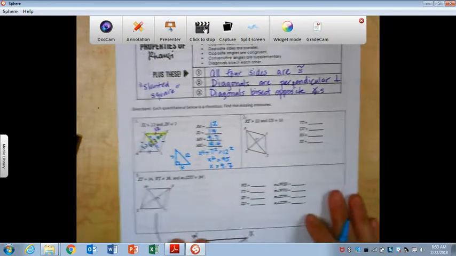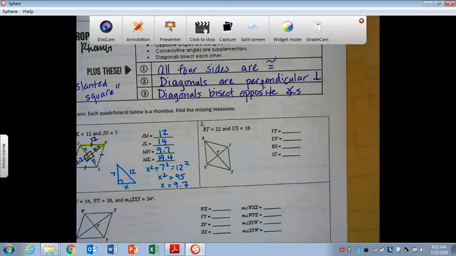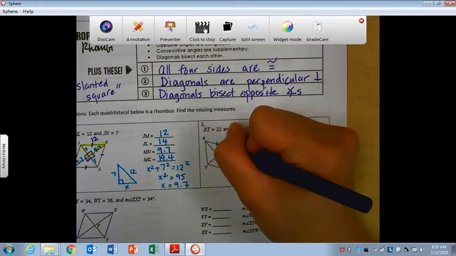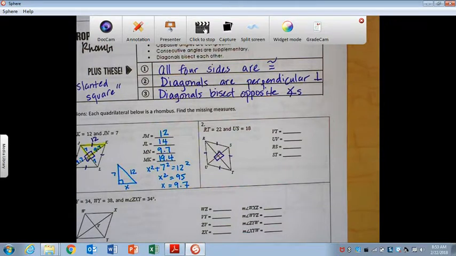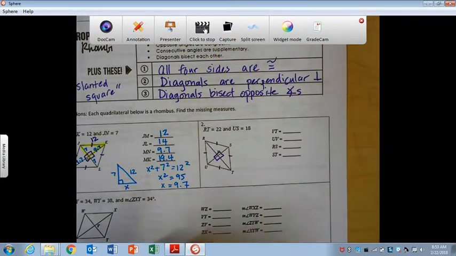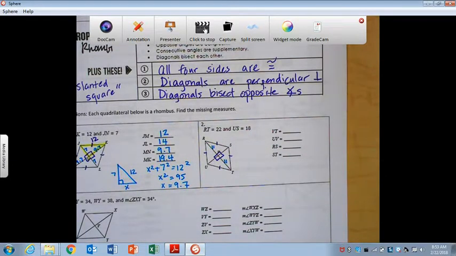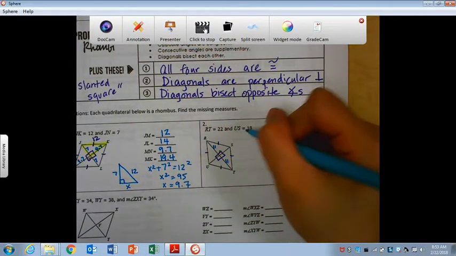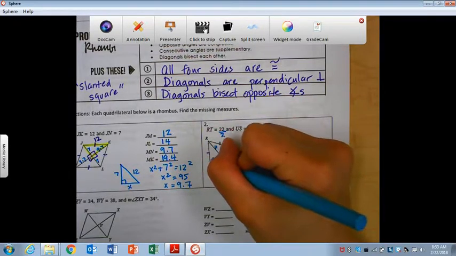Alrighty, let's do the next one. Again, when working with a rhombus, you want to do this and do this, and mark everything up to remind you. So it says RT is 22. What am I going to do? I'm going to make that 11. And then it says US is 18. So just to remind myself, that's going to be 9.